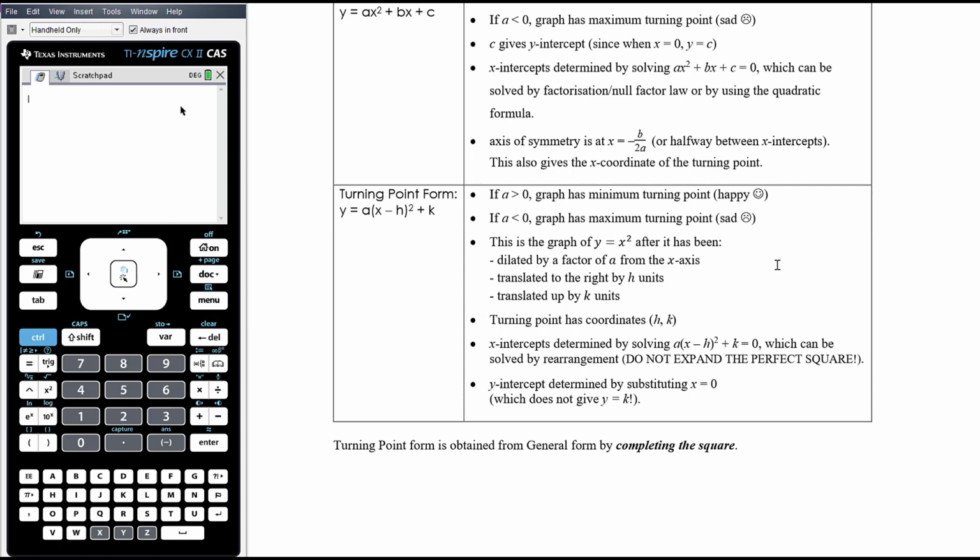If we want to get from general form to turning point form, we can complete the square. So if you'd prefer to sketch it this way, you can complete the square first and then do this. You also might need to complete the square if, when you try to solve this, it doesn't have any x-intercepts. Then you're going to want to complete the square so that you can work out what the turning point is. Or you could use negative b on 2a to find the turning point.